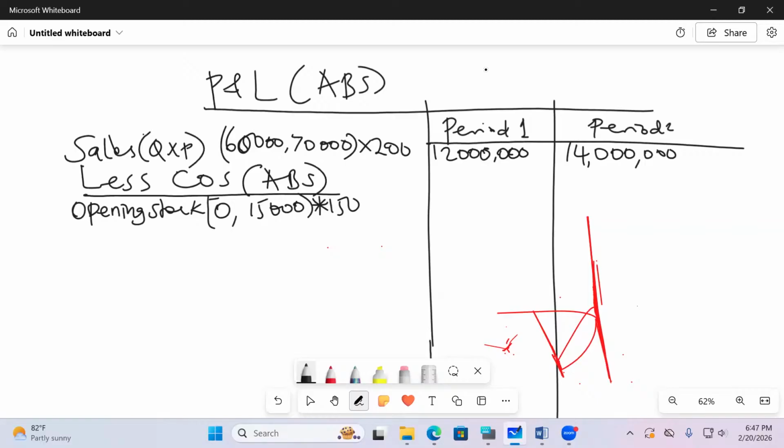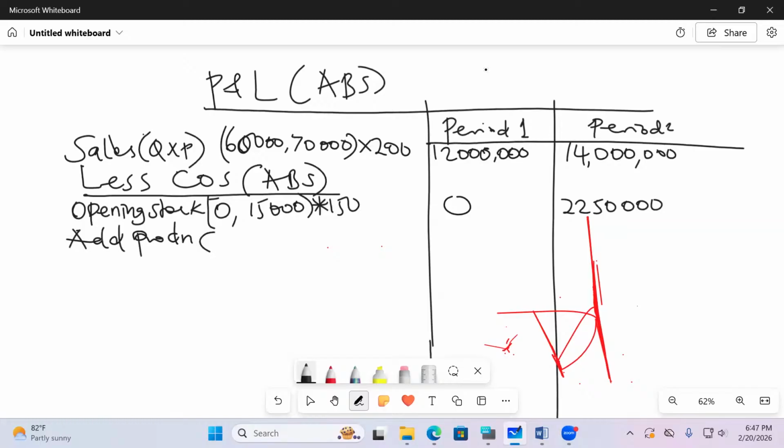So then the first one will be 0, isn't it? And then the second one will be 15,000 times 150, which is 2,250,000. Thank you so much. Now from there, my good students, I will come and add what here? We add production.